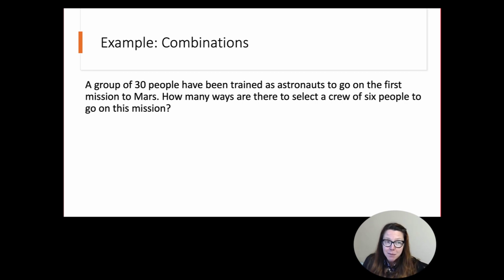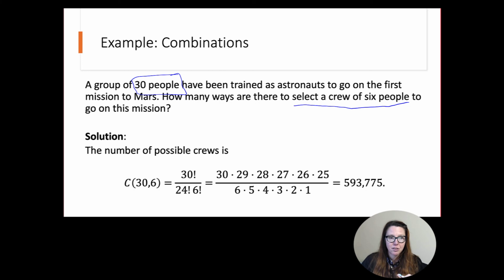So we've got 30 people. That's our N, right? Trained as astronauts to go to the first mission of Mars. How many ways are there to select a crew of 6? This is the one where I want to be chosen not to go. Just in terms of P, C, N, and R, what would that look like? Yeah. See here. So that is absolutely C(30,6).